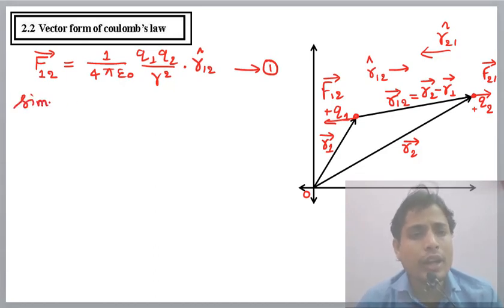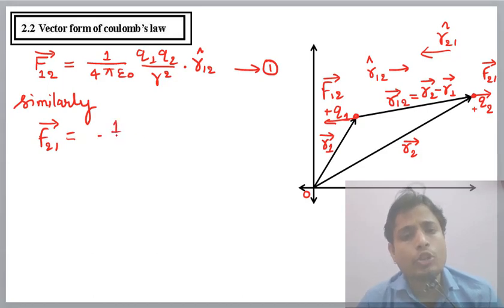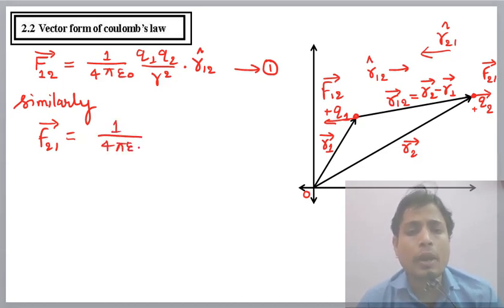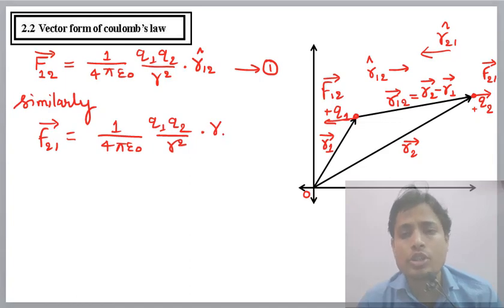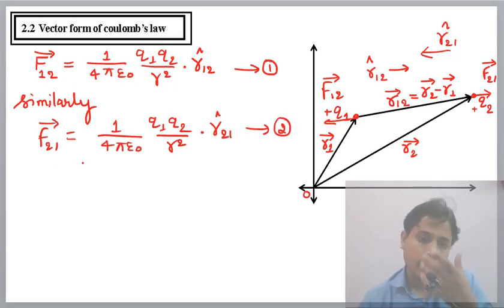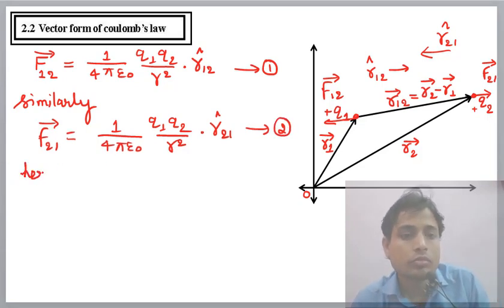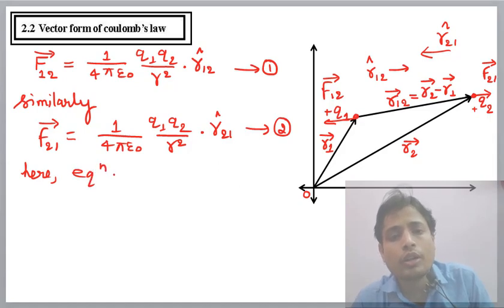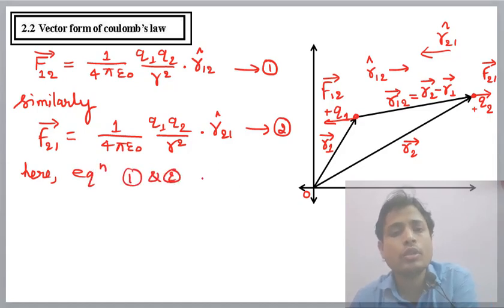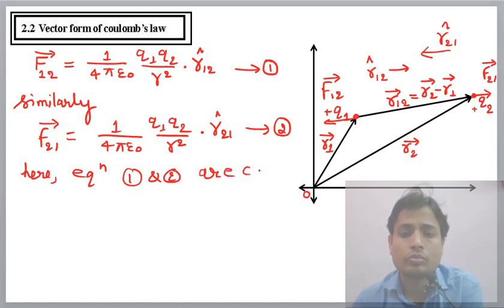Similarly, you can write F21 vector is equal to, magnitude will be same, 1 upon 4 pi epsilon naught q1 q2 upon r square, but the direction will be opposite, so it will be r21 cap. Equation number 2. Here equations 1 and 2 are called unit vector form.